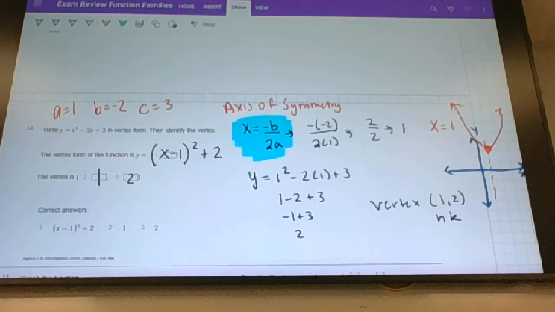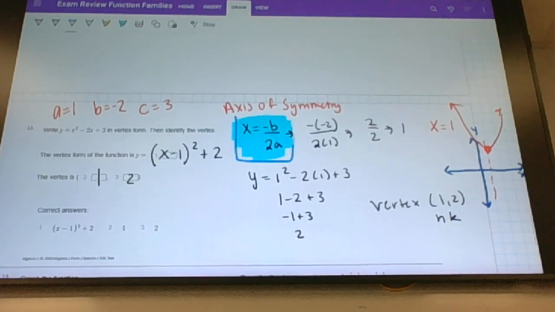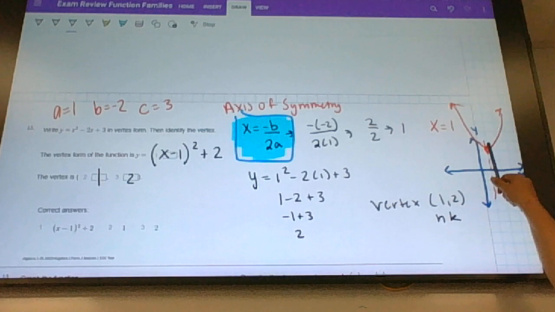Anyway, in vertex form, the h and the k are the vertex. The point is, you have to find the vertex. Well, how do I find the vertex? This formula for axis of symmetry will help you. This is where you use negative b over 2a. The axis of symmetry is the x for the vertex. So that's the up and down dash line.